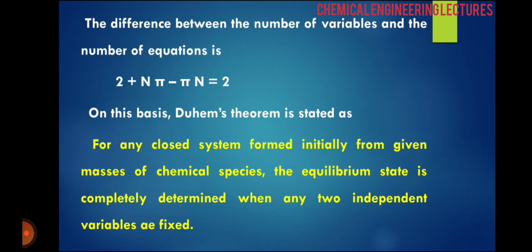So the difference between the number of variables and the number of equations is 2 plus n pi minus pi n, which is equal to 2. On this basis, Duhem's theorem is stated as: for any closed system formed initially from given masses of chemical species, the equilibrium state is completely determined when any two independent variables are fixed. So if you fix any two independent variables, then the equilibrium state is completely determined.